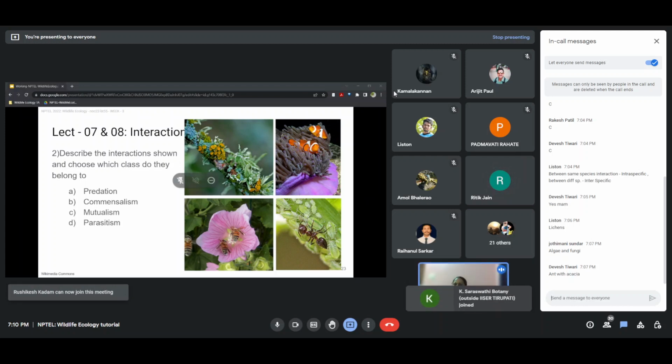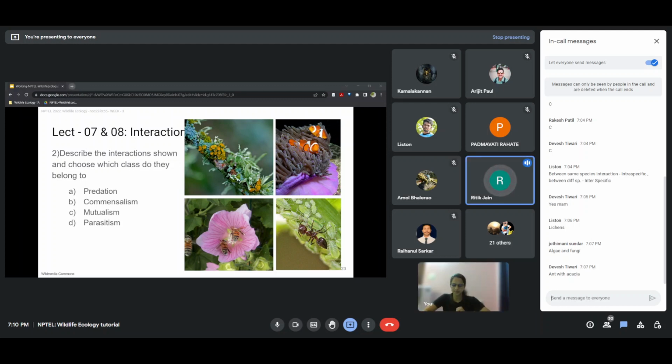What was the definition of protocooperation? I don't exactly remember. If the definition of protocooperation is where both the animals get benefited, then it does fall under the category of a type of mutualism.